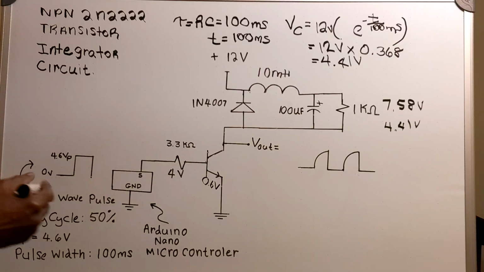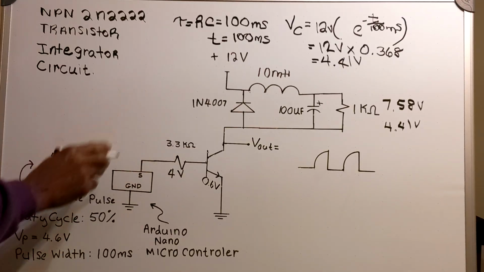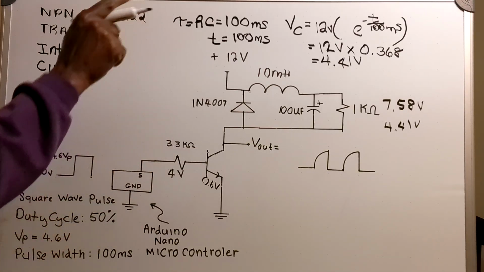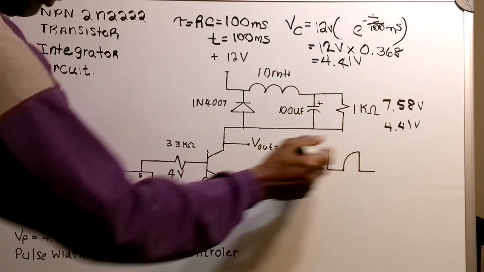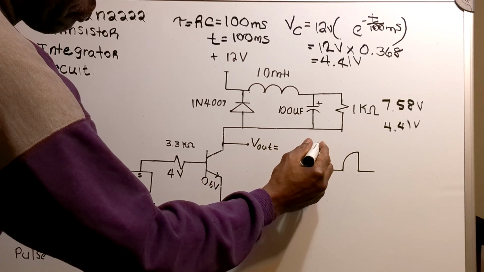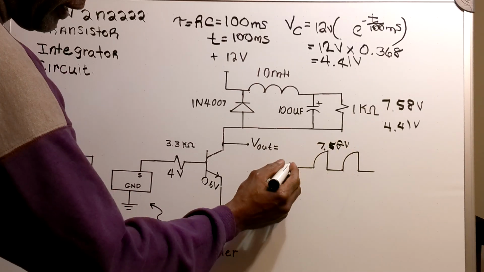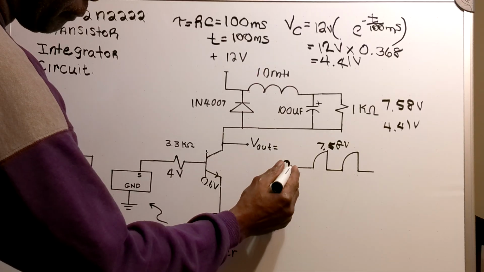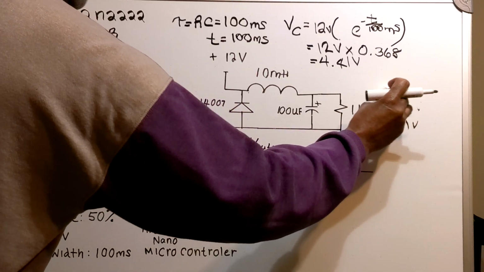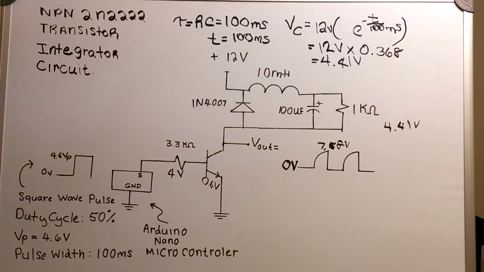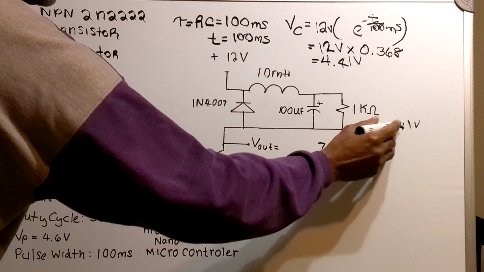Okay. Now when my input is at 0 volts, that is when my transistor turns off. Now when my transistor turns off, this voltage goes right here. And this is what the output looks like. I'll have a peak voltage of 7.58 volts and a bottom voltage of 0 volts. And my voltage across my 1K ohm resistor equals 4.41 volts.